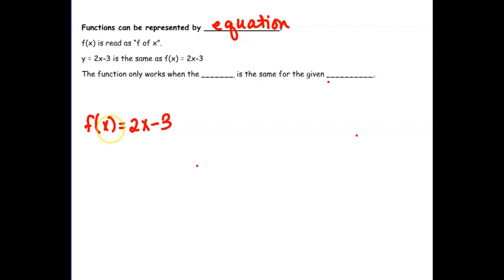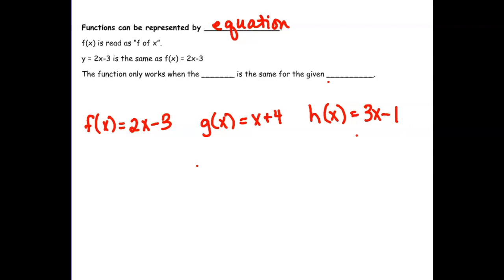I can differentiate my functions by just the letter at the beginning. So I could have a function f of x, but I could also have a function g of x. And g of x might be something like x plus 4. Or maybe I have an h of x, maybe I'll have that be 3x minus 1. So there I have 3 different functions.